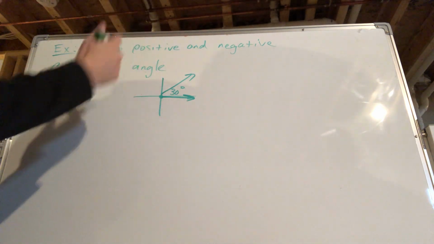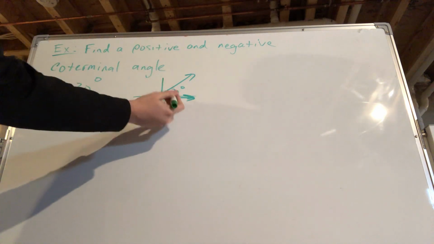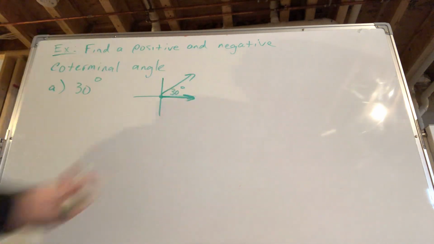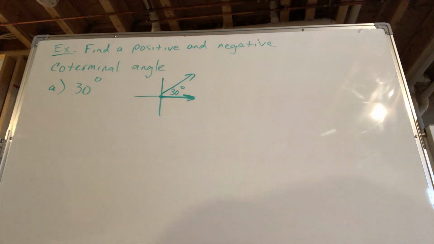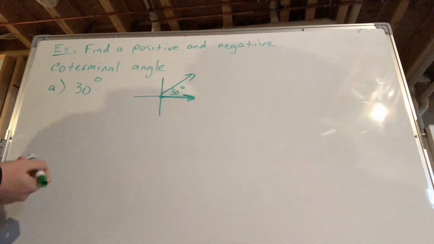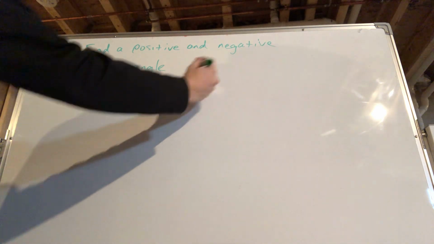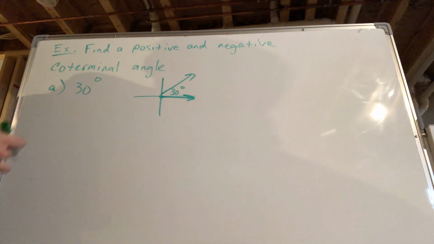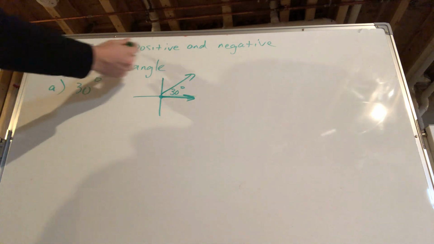Okay, so that's the idea. I want 2 more angles. I want a positive coterminal angle to that, and I also want a negative coterminal angle to that. Meaning I want an angle in the same position as 30, where the terminal side is in the same spot as 30 degrees, but it doesn't measure 30 degrees. It's going to be more or less. So let's start with positive.